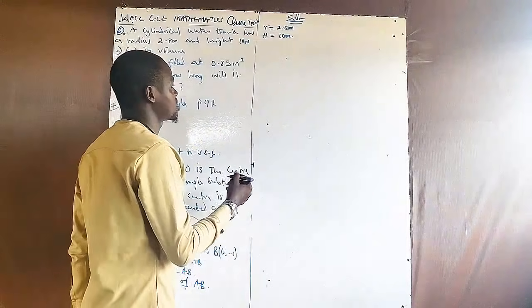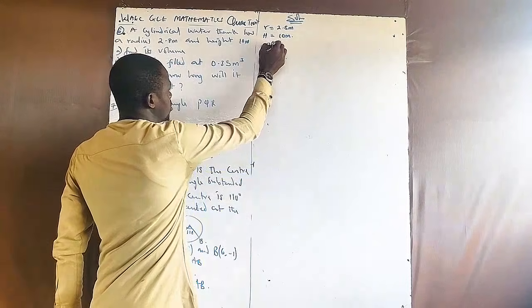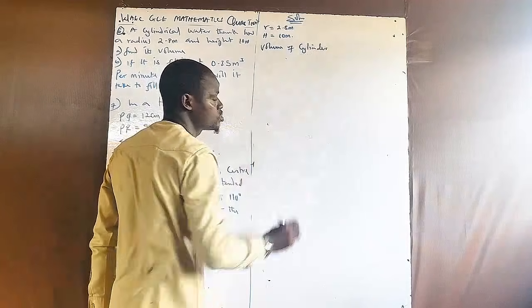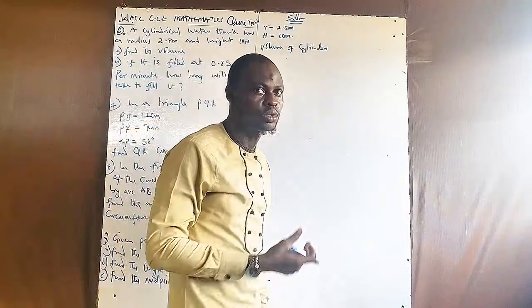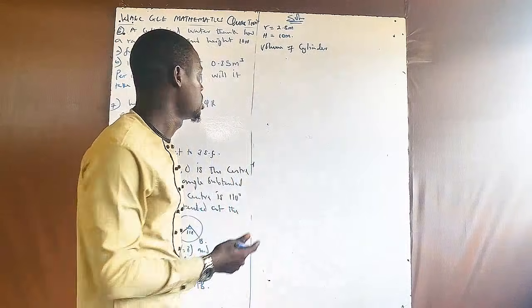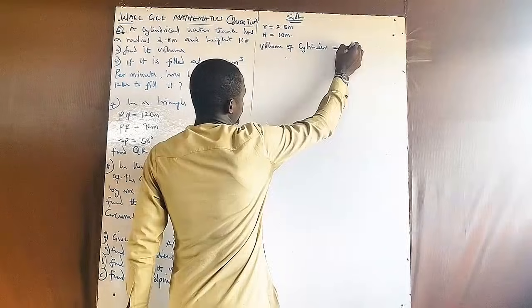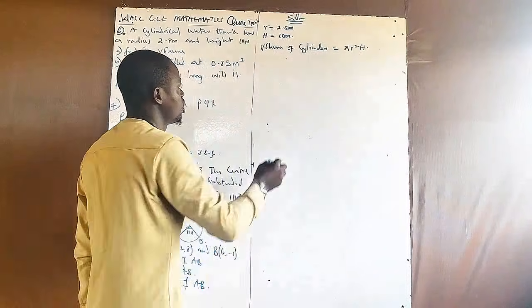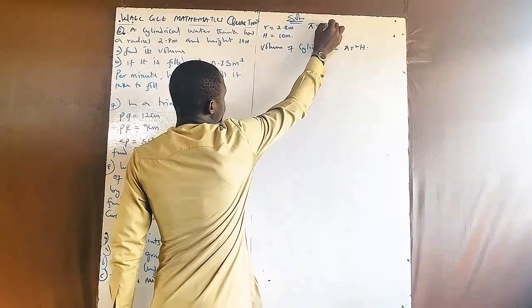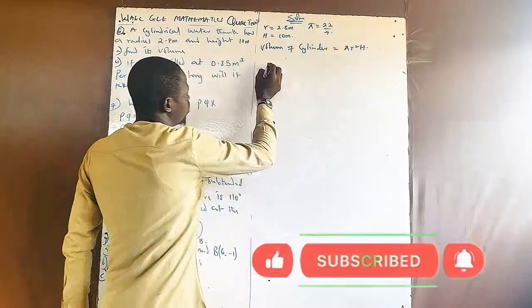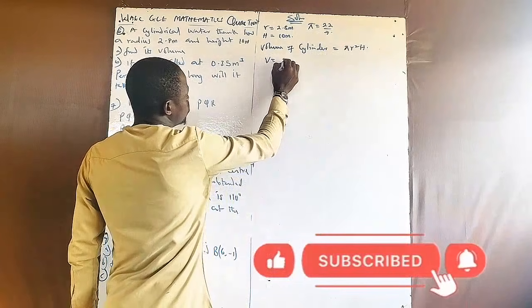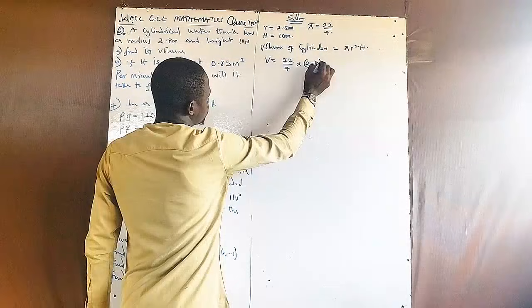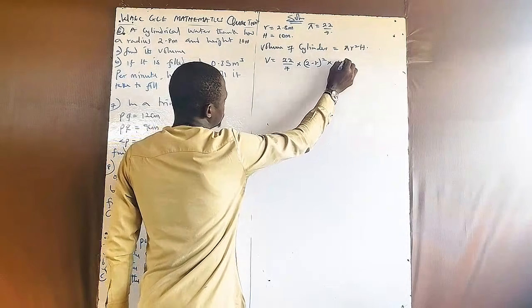What is the volume of a cylinder? Please take note, in solving you need to write out the formula that you are applying because each of them attracts marks. So the volume of a cylinder is equal to pi r squared h. Don't forget that your pi is always given as 22/7. So from here, let's find the volume. The volume is equal to 22/7 multiplied by the radius given to us, 2.8 squared, times 10 meters.